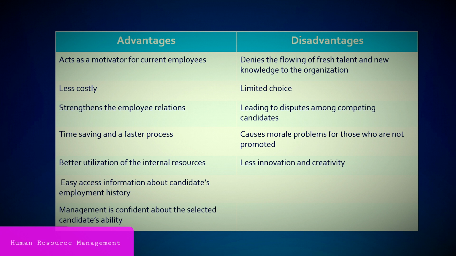Then when we look at the disadvantages, it denies the flowing of fresh talent and new knowledge to the organization, and also limited choice because if we recruit externally, there will be a huge pool of applicants, but when we recruit internally, it is limited, leading to disputes among competing candidates, causes morale problems for those who are not promoted, and results in less innovation and creativity because, as we said in the first point with regard to disadvantages, this prevents the flowing of new knowledge, skills, and ideas to the organization.